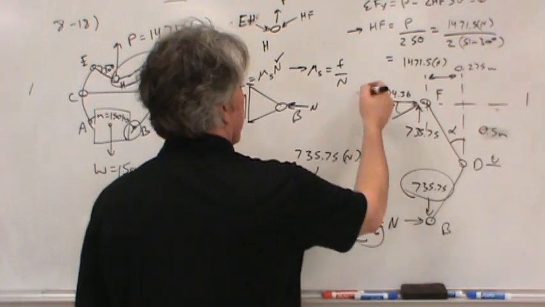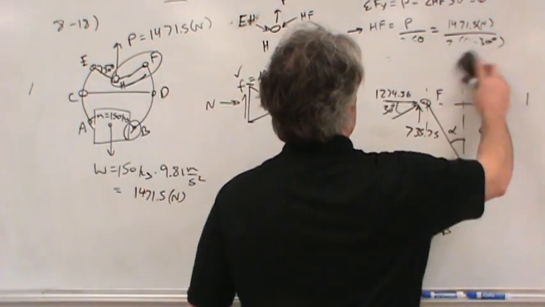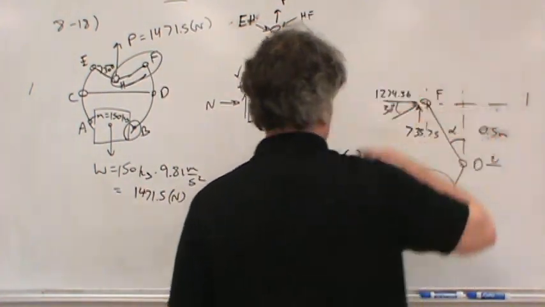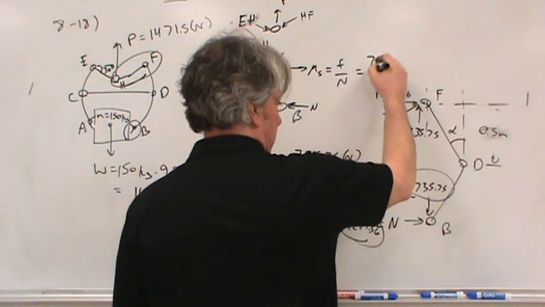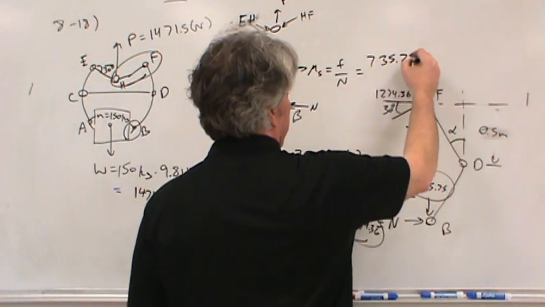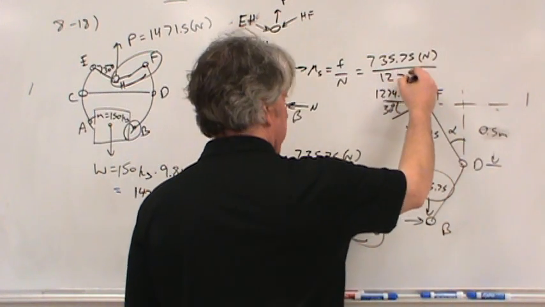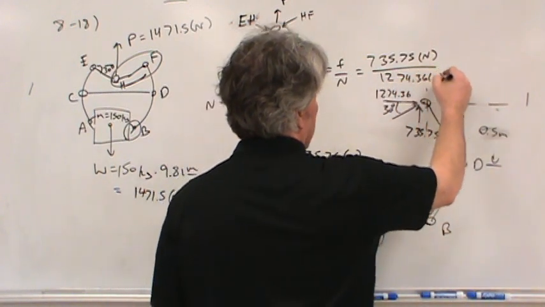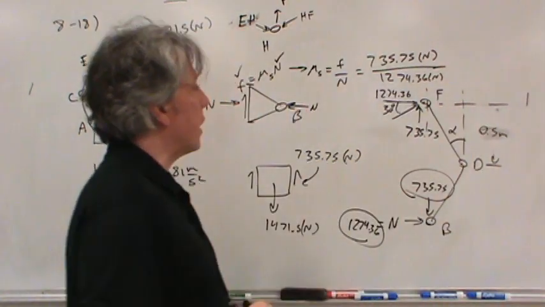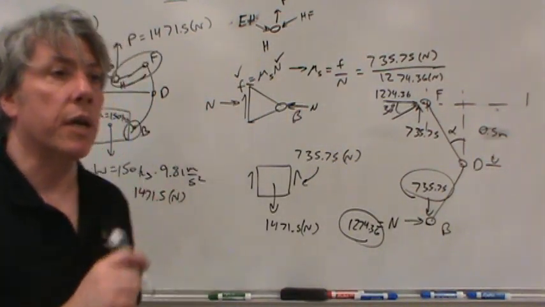And we know the friction force has to be 735.75 newtons, and the normal force is only 1274.36 newtons. And so once we take that ratio, we'll have the friction coefficient. Did I miss something?